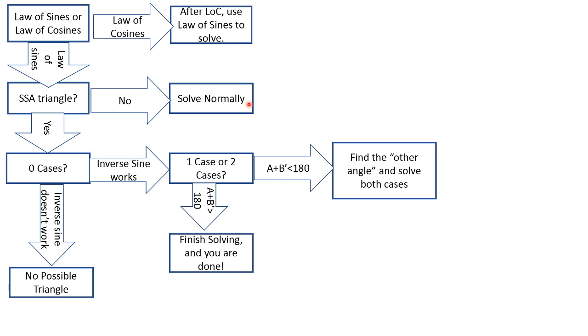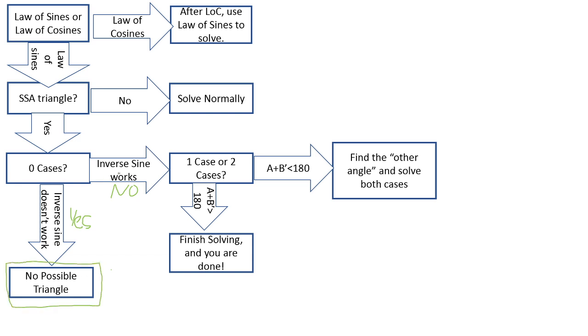We just keep going. If it is an SSA triangle, we have to ask, are there 0 cases? Okay. So if inverse sine works, then we know there's not 0 cases. So I guess no goes here and yes goes here. Okay. So if inverse sine doesn't work, then we know there are 0 cases, and we put our answer as no possible triangles.